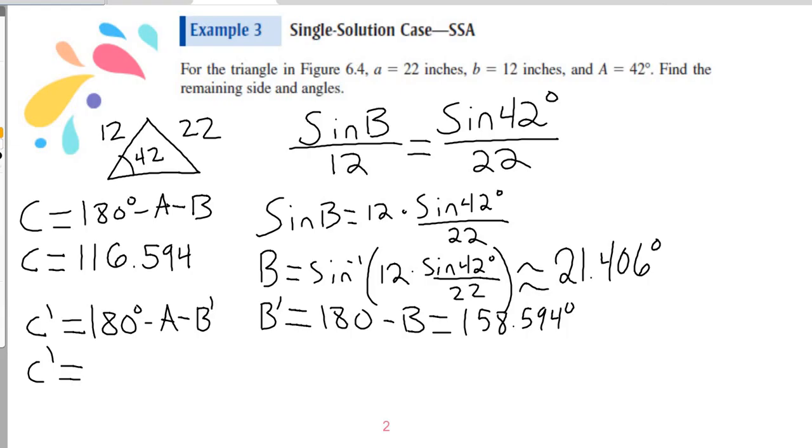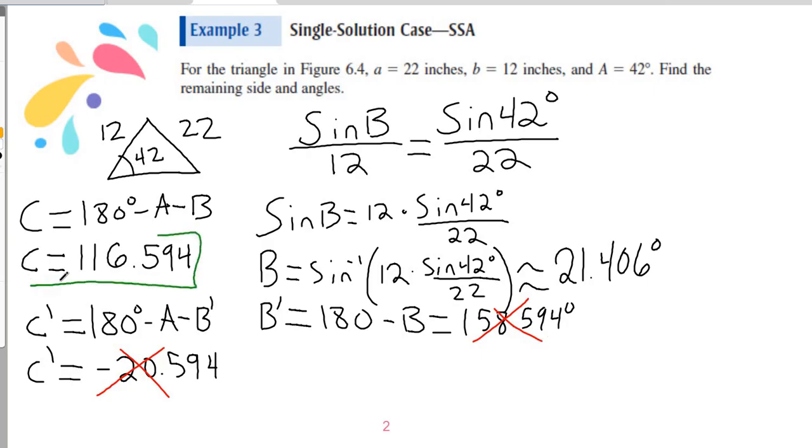Negative 20 point what? Can I have a negative angle in a triangle? No. So this is what tells me that I only have one solution, because basically my big B had to be too big or too small in order for us to have a second option. So then your answer is only B, right?